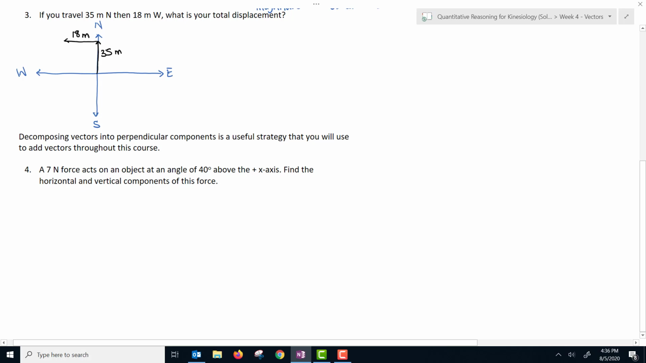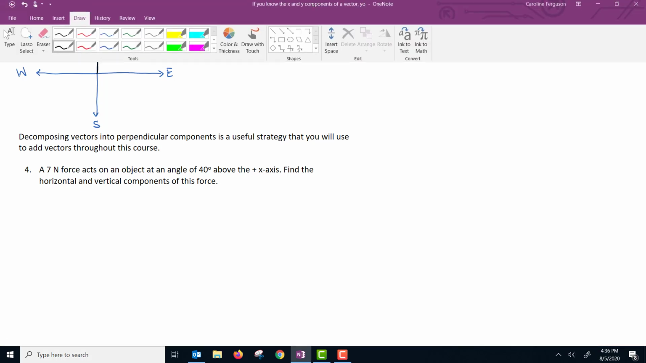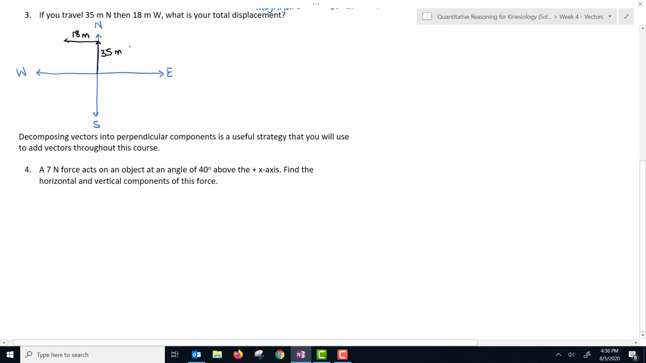Okay, so it's not drawn to scale, but just to give you an idea, we went 35 north, 18 west. And now our displacement is the resultant of that. We're starting from the beginning of the first vector, and we're ending at the end of the last vector. So that would be right here. So this here is our displacement vector.